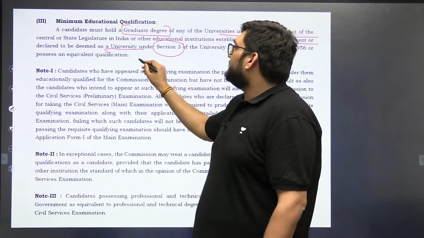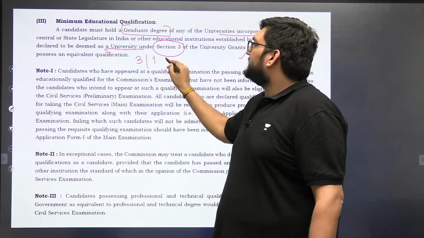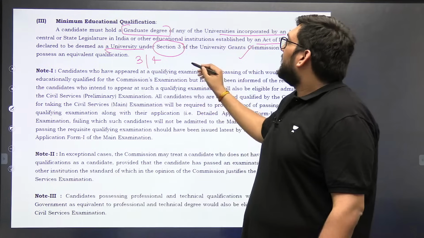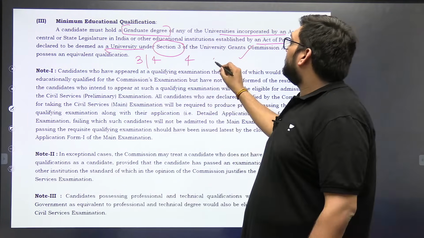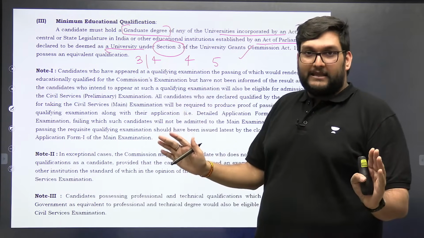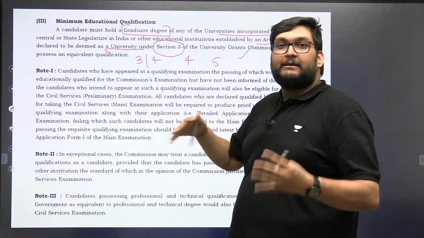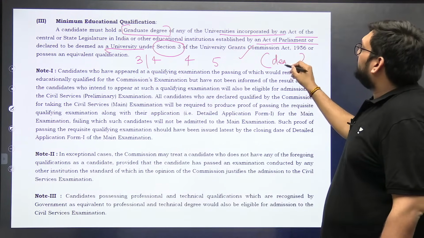For example, if you're doing BA Honours, previously it used to be 3 years. Now with the new course, it is 4 years in Delhi University and other central universities. For example, BTech is 4 years. But if you're doing BA LLB, it would be 5 years. Now, please be very clear. It can't be that I'm doing BA LLB and after 4 years I'm eligible. No. You should have that degree with you in your hand.